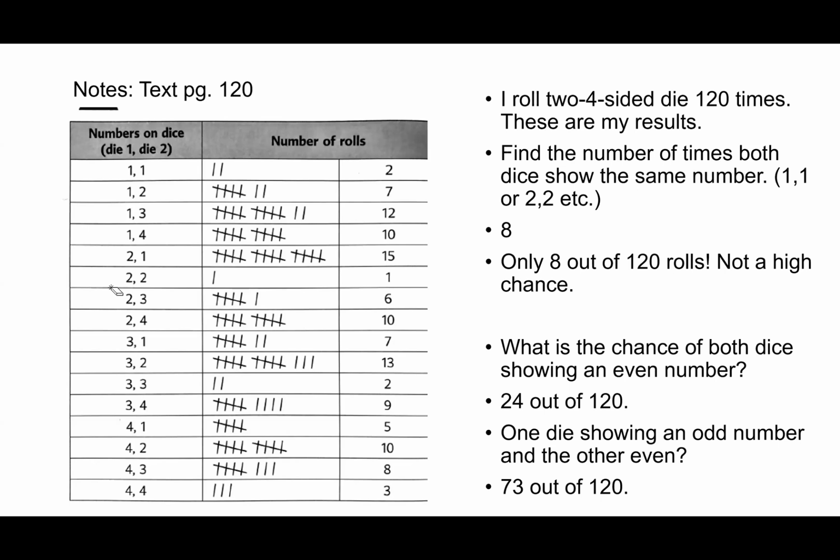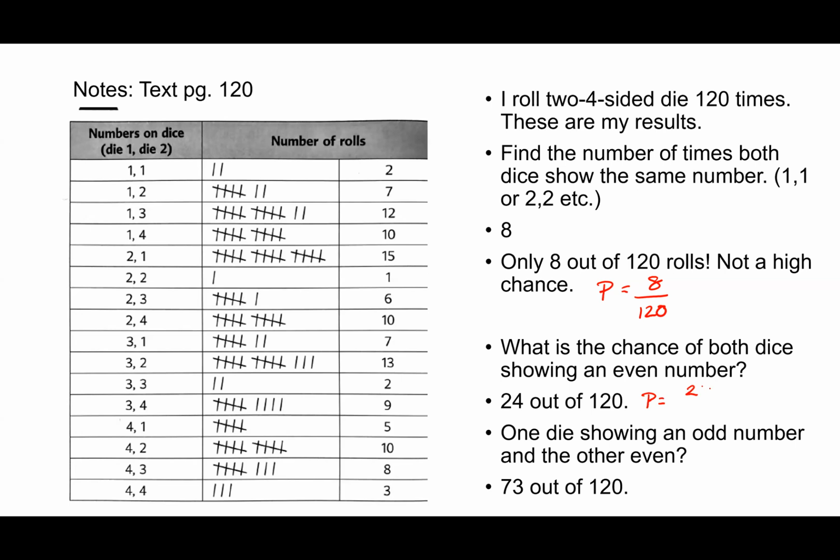Here's the way to write probability. Who remembers that our fraction bar means out of? That's one of the meanings of the fraction bar. Good. So when we write probability, it looks like this. The probability would have been 8 out of 120. Now we would always simplify that. I'm not going to, just for the sake of time right now.